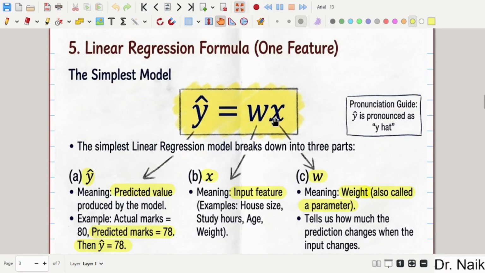X is the input feature. For example, house size, study hours, age, weight, etc. And w is the weight. It is also called a parameter. Weight tells us how much the prediction changes when the input changes.